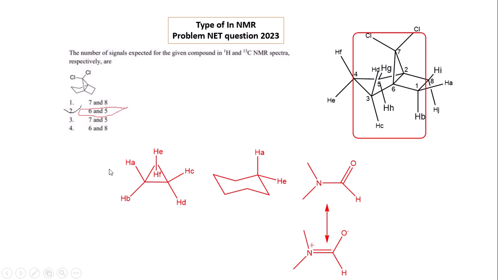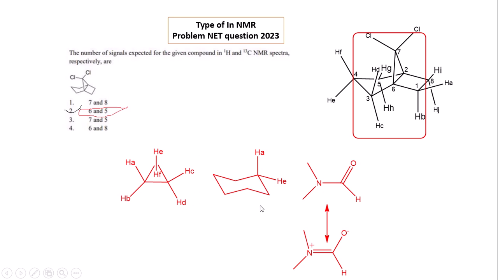So the signaling, if we go to the signaling here, signals 1, 2 and 3 appear. In this case, HA and HC give the same signal, and HB and HD give the same signal, that is 1, 2, 3, 4. This compound gives 4 signals in NMR spectroscopy.